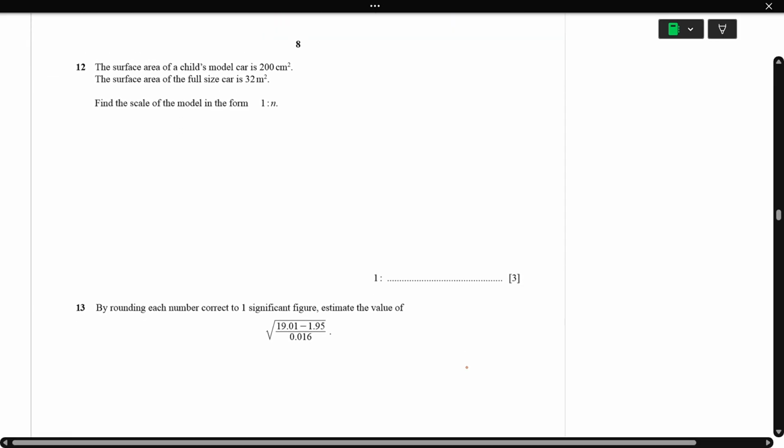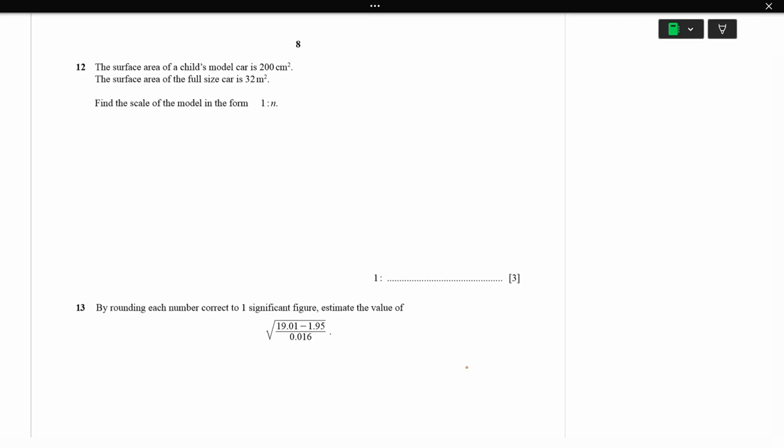The next question: the surface area of a child's model car is 200 centimeters square, and the surface area of the full size car is 32. This is centimeter square, this is meter square. So it's given 200 centimeter square as the ratio. This 32 we will make centimeter square, which is 32 times 100 times 100 centimeters square. So we got the ratio 200 to 32 times 100 times 100.